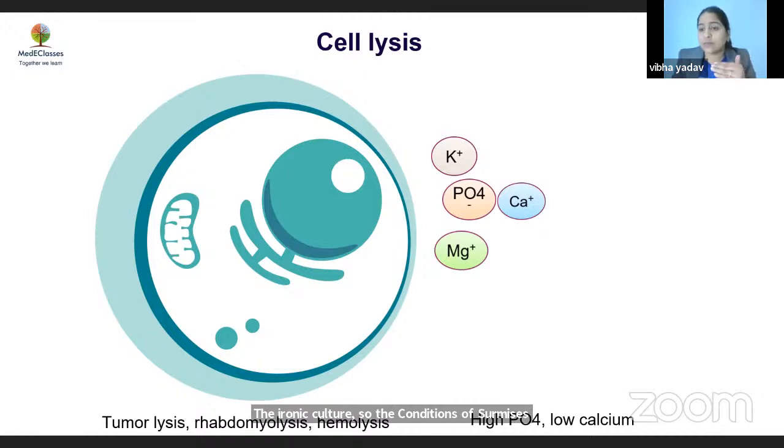So calcium, magnesium, phosphate, and potassium should always be ordered if we are giving a blood transfusion, or there is a patient who is on chemo, or there is a chance of rhabdomyolysis. So keep in mind, if one of the intracellular ions is raised in the circulation, we should measure the other ions.